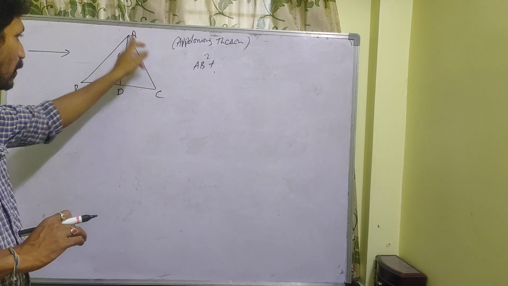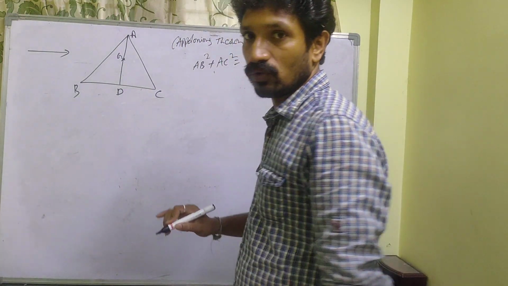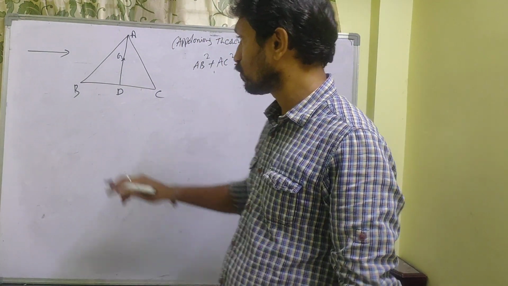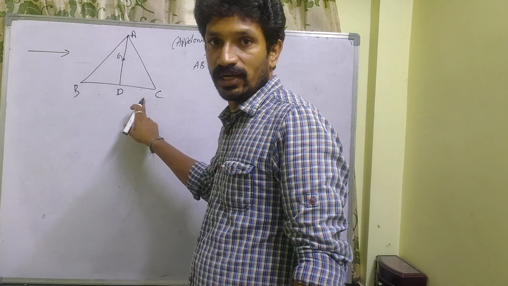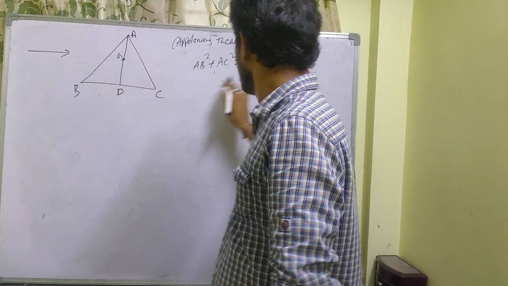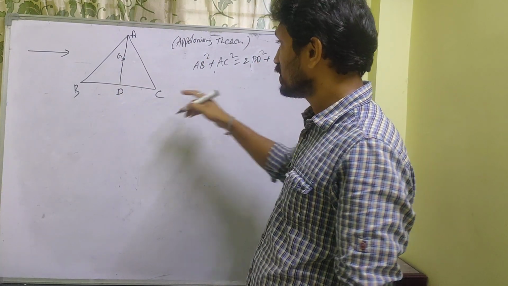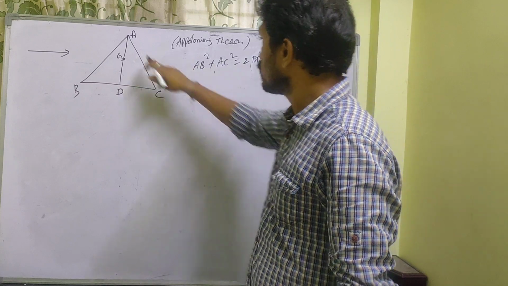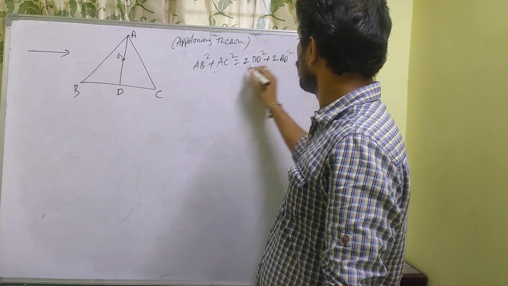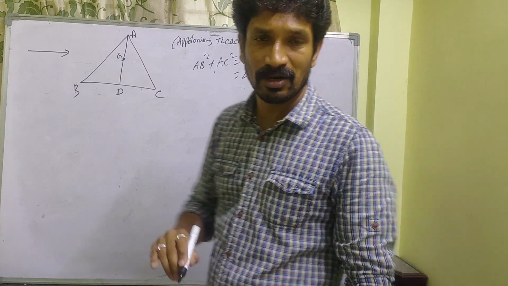If you take AB square plus AC square, any two sides, AB square plus AC square is equal to 2 times of half of the third side. What is that? AD is the median, means D is the midpoint. That is 2 times BD square plus, what can I write? 2 times AD square. So if you take 2 common, what you conclude? BD square plus AD square. This is nothing but the Apollonius theorem.